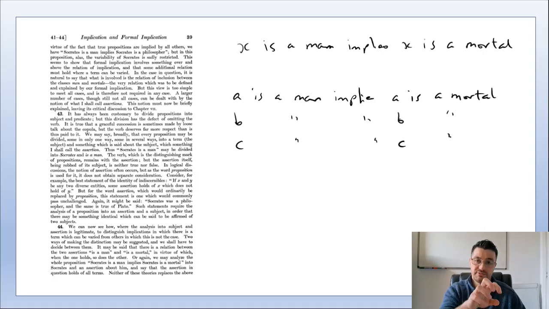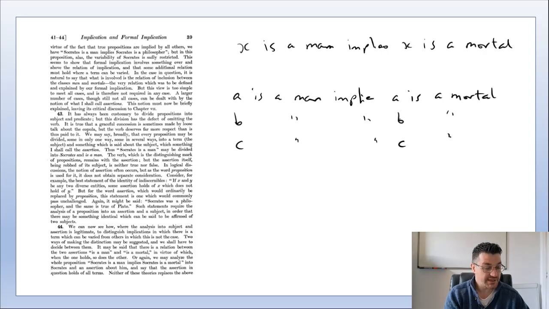And if we replace it with a term that is a man but is not a philosopher, then we get a false proposition. We could still replace Socrates with any other term. This bookmark, for example: "This bookmark is a man," which is clearly false, "implies this bookmark is a philosopher." But because the antecedent is false there, the implication is still true. So how can we explain this?